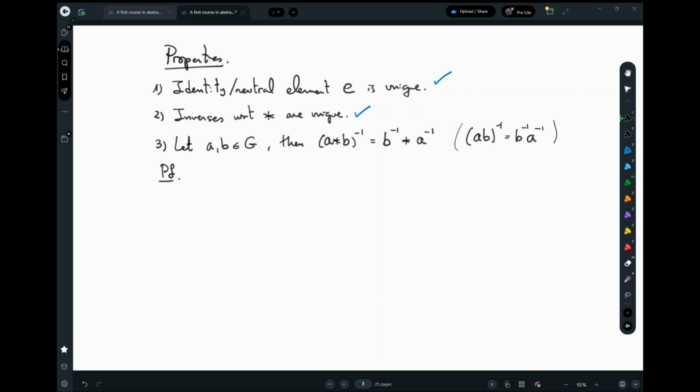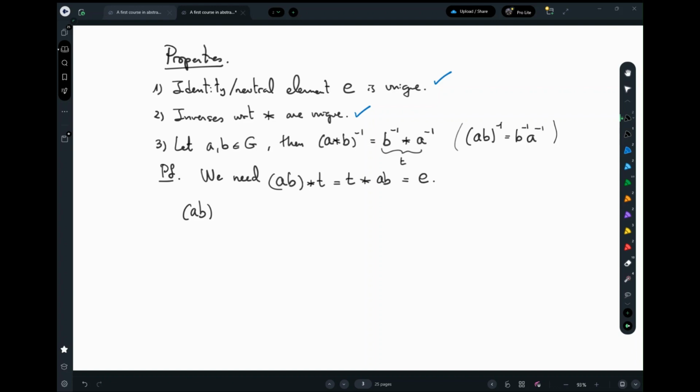What I want to show is that this expression works as an inverse. So I just want to show that it has the properties of an inverse for A times B. So what we need is that if this is, I don't know, T, I want that AB times T is the same as T times AB is the identity. Okay, so we can check that.